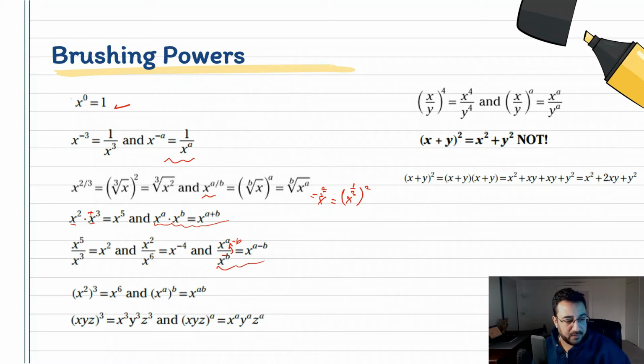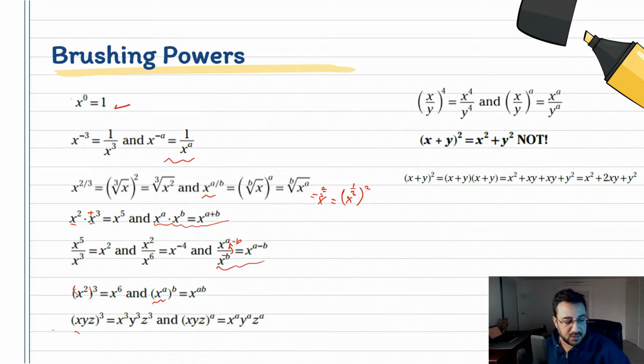So x to the power of 2 multiplied by x to the power of 3, in this case, is x to the power of 6. If you have x to the power of a, between parentheses, all to the power of b, that's x to the power of a multiplied by b. It's not plus b, it's multiplied by b.